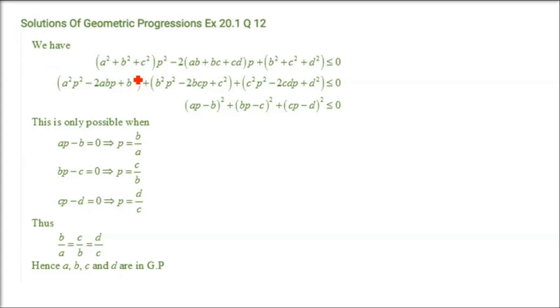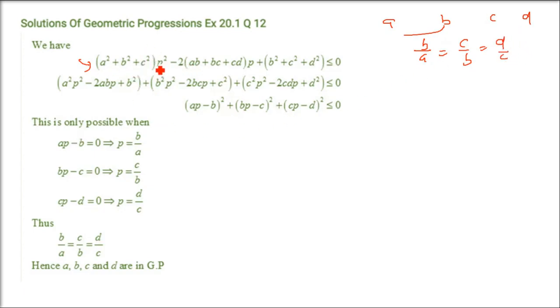If A, B, C, D and P are different real numbers such that this is given, this is less than or equal to 0, we have to show that A, B, C, D are in GP. So if A, B, C, D are in GP, what does it mean? It means B by A should equal C by B should equal D by C. This is what you have to prove.